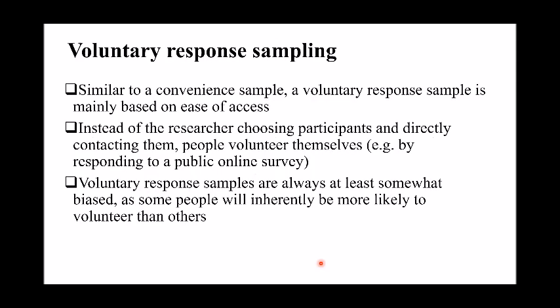That's called convenience sampling. The other one is voluntary response sampling. You call people by phone, and those who answer, you get them.